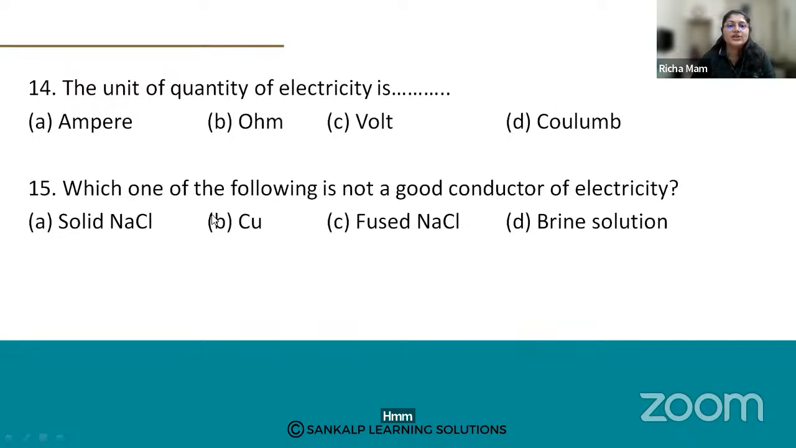Next question. The unit of quantity of electricity is: A, ampere; B, ohms; C, volt; and D, coulomb.